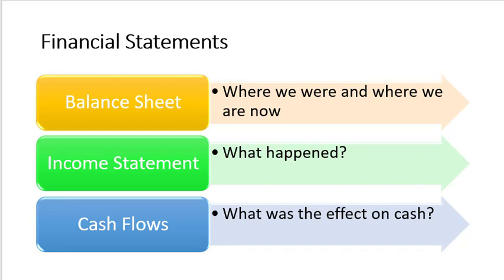These are the three main financial statements: the balance sheet that describes where we were and where we are now, the income statement that describes what happened in our business, and the statement of cash flows that actually describes the effect of all these transactions on cash. These statements summarize past activities primarily for external users of financial statements, banks and investors.